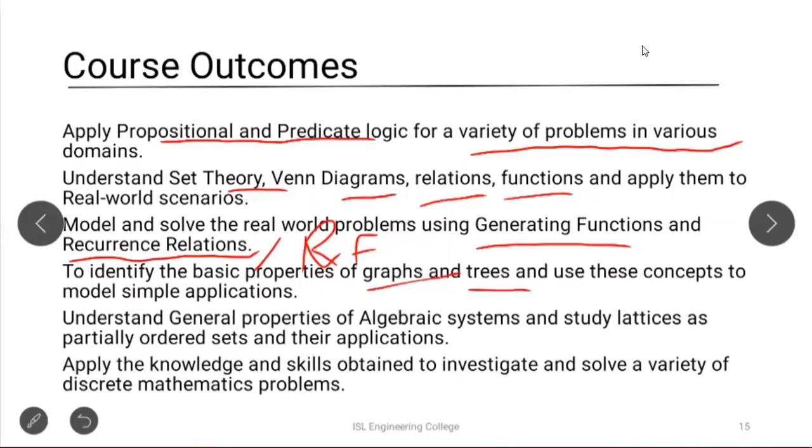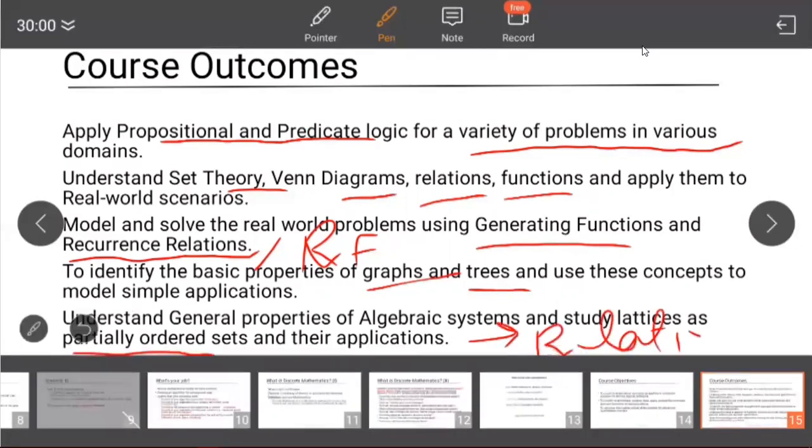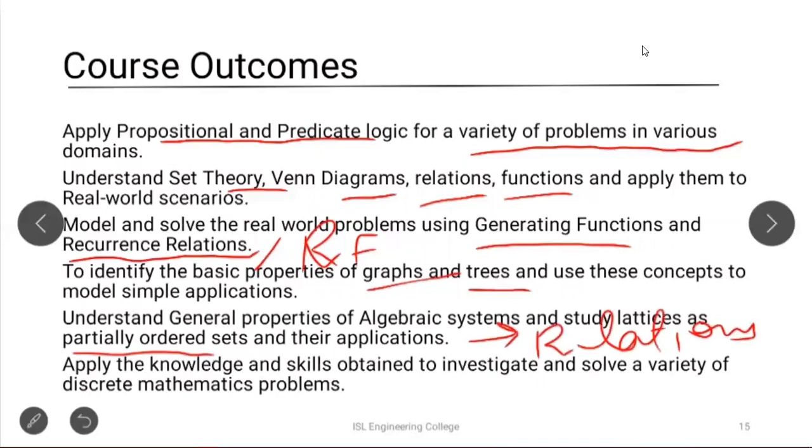And then whatever we have studied in all of these topics, we will study partially ordered sets. So this is basically a topic in relations. In relations, let me write the whole thing. And after that, the final outcome is whatever we have learned, we can apply to various discrete mathematics problems.